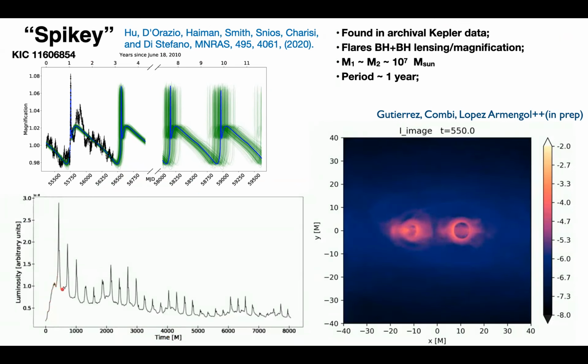There are candidates out there. There's this thing called Spiky, that has these really large, possibly lensing flares that are seen. We took one of our runs and took what people thought maybe Spiky is, and compared our light curve to what Spiky shows, and we see fair agreement. So maybe Spiky is this, but actually Spiky hasn't been observed to reoccur yet. There have been problems with observing campaigns and the like.